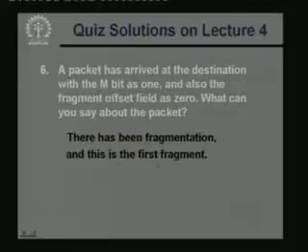So, a packet has arrived with the M bit as 1 and also the fragment offset field as 0. What can we say? Well, fragment offset field as 0 means this is the first fragment. M equal to 1 means that it has been fragmented definitely. So, we can say that there has been fragmentation and this is the first fragment.